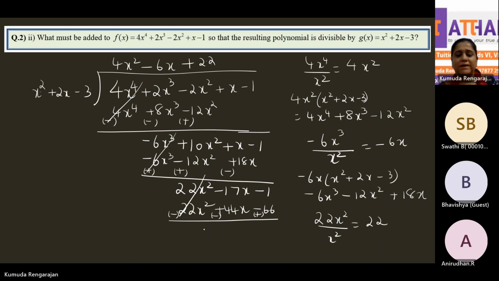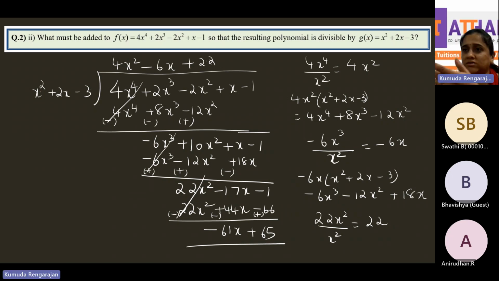Cancels. Minus how much? 61x plus 65. This is a remainder. Now, how do we know that we have to stop here? Because the degree of the remainder has gone less than the degree of the divisor. How do we know when to stop the division process? The degree of the remainder has gone less than the degree of the divisor.